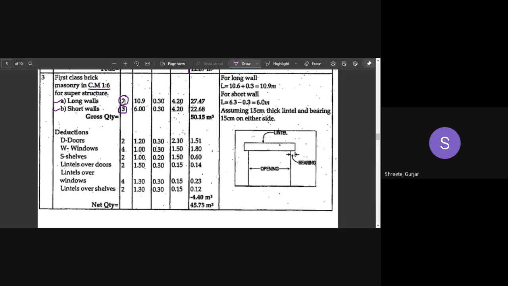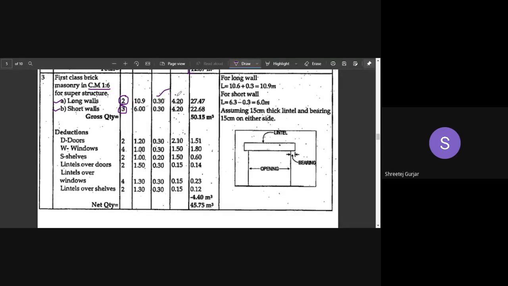Same thing. I have told you the thickness of your wall is 0.3, so we will write 0.3 as your thickness, or your B value of width, in both the long wall and short wall. As I have said, the brickwork is the same in your long wall and short wall, and the thickness is also the same. Coming to your height, it is 4.2, that is your floor to floor height, which we have seen in the section. 4.2 meters, right?